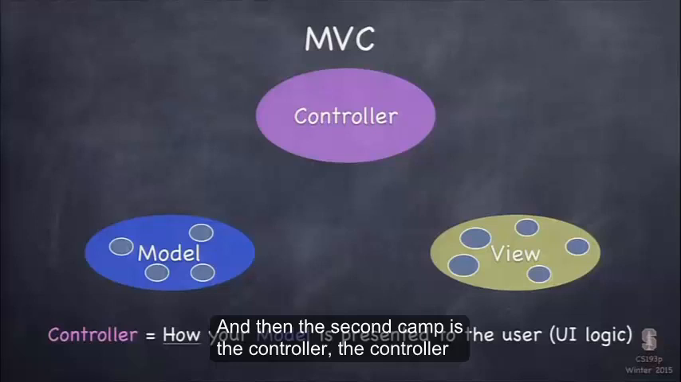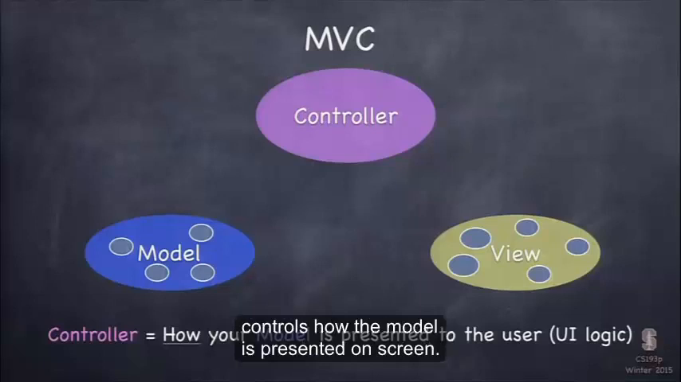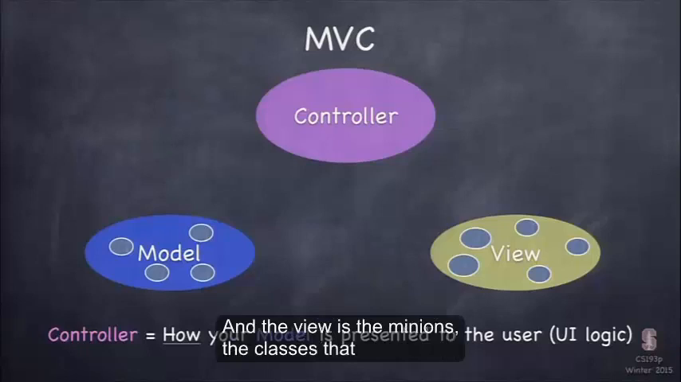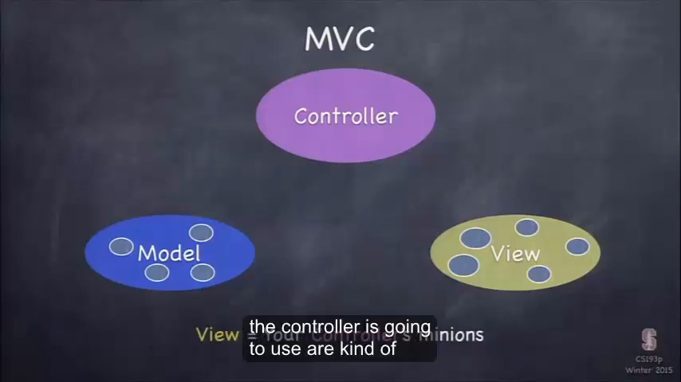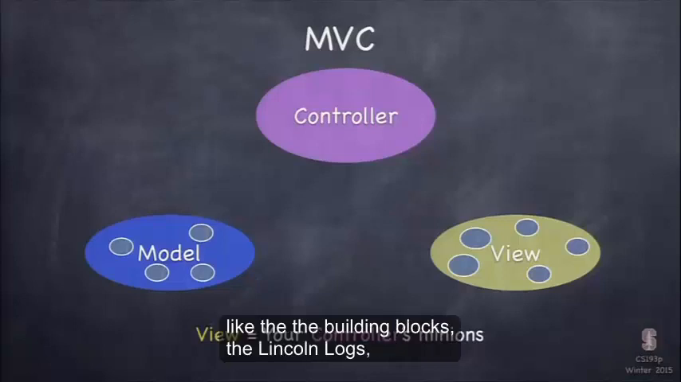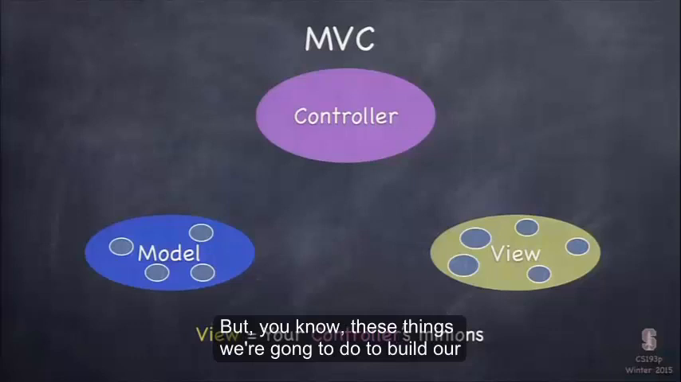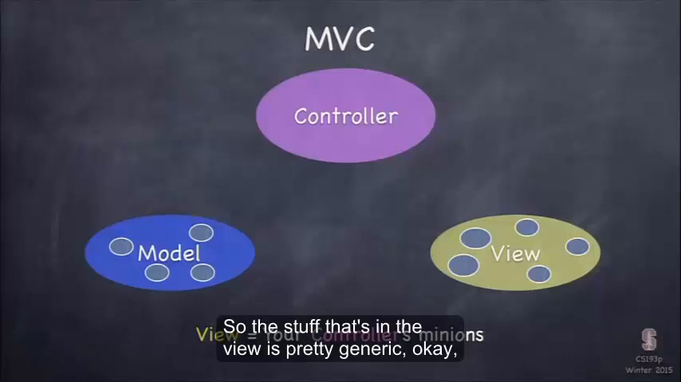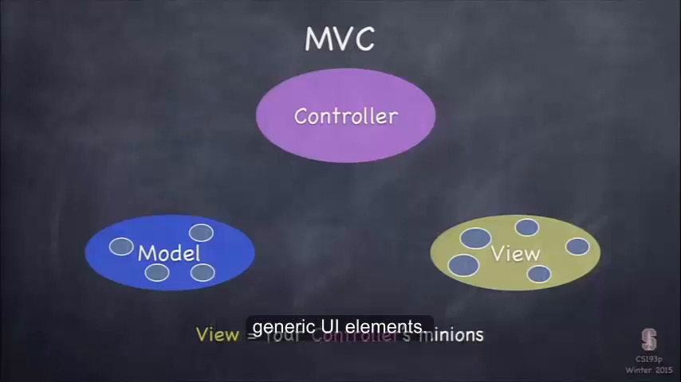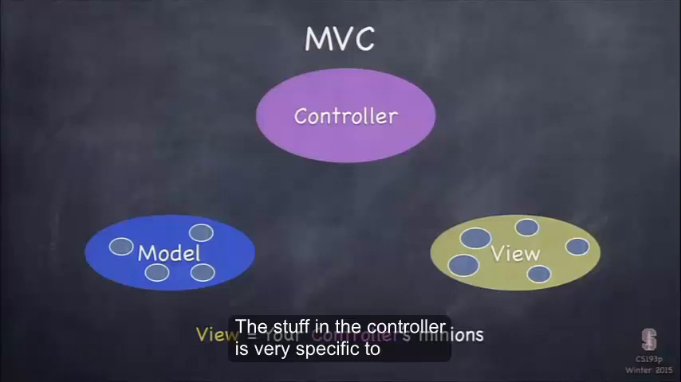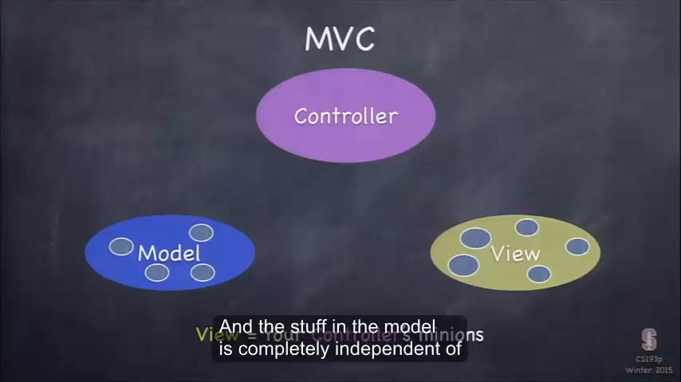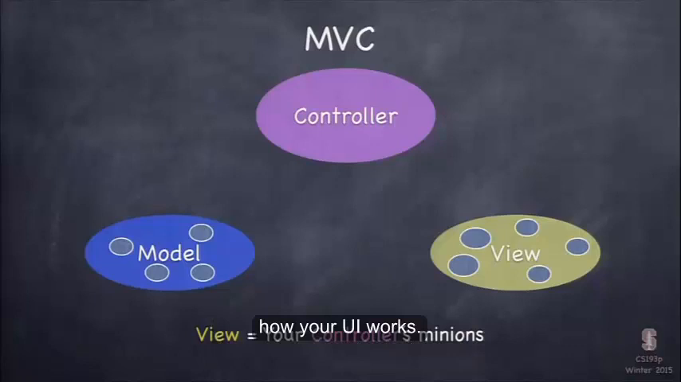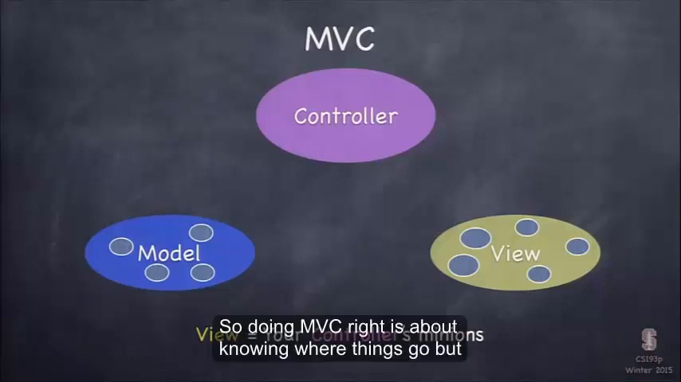The second camp is the controller. The controller controls how the model is presented on screen. And the view is the minions, the classes that the controller is going to use, kind of like the building blocks, the Lincoln logs. I don't know, maybe that's before all of your time, but these are the things we're going to use to build our UI. The stuff in the view is pretty generic, generic UI elements. The stuff in the controller is very specific to how your UI works, and the stuff in the model is completely independent of how your UI works.